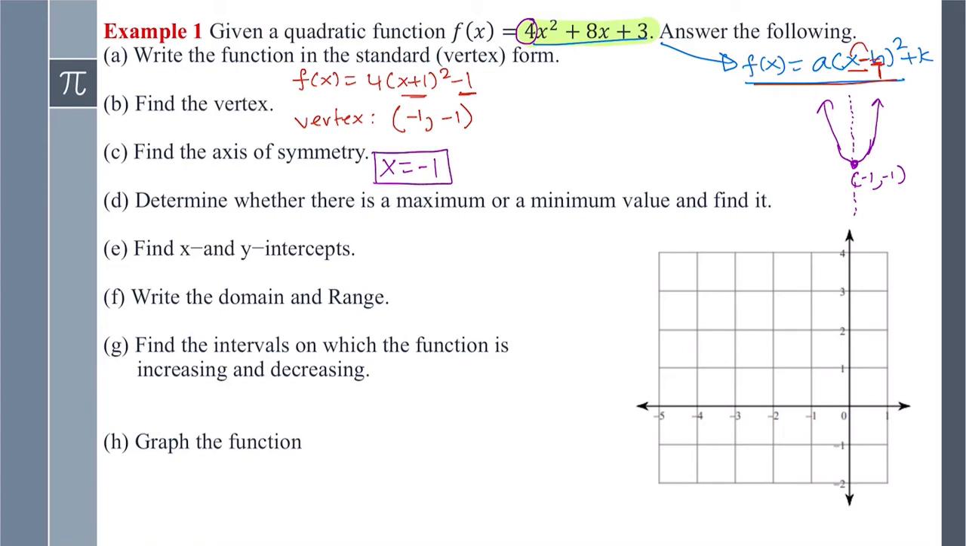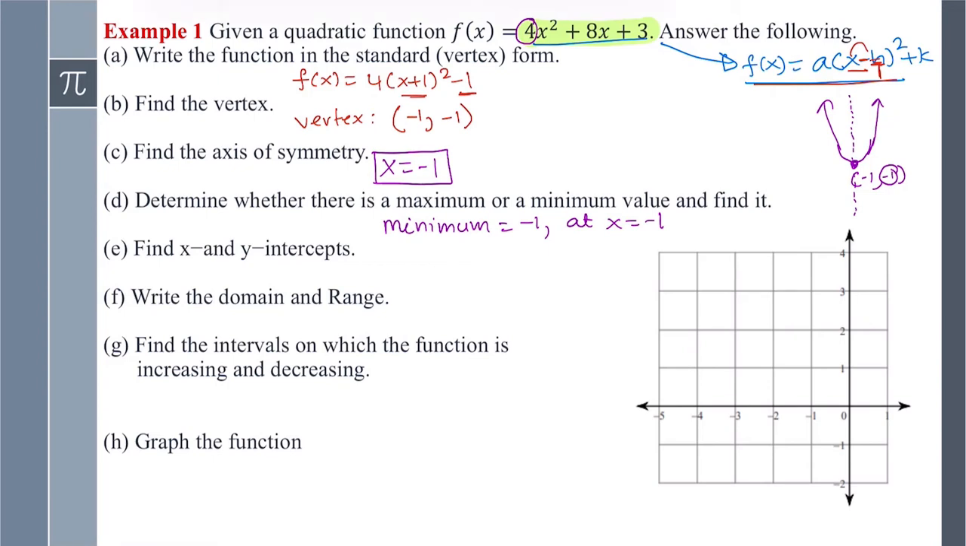Now since the graph is opening up, we know that we have a minimum. So minimum, and the value of the minimum is the y coordinate of the vertex, which is -1, and it occurs at x equals -1.